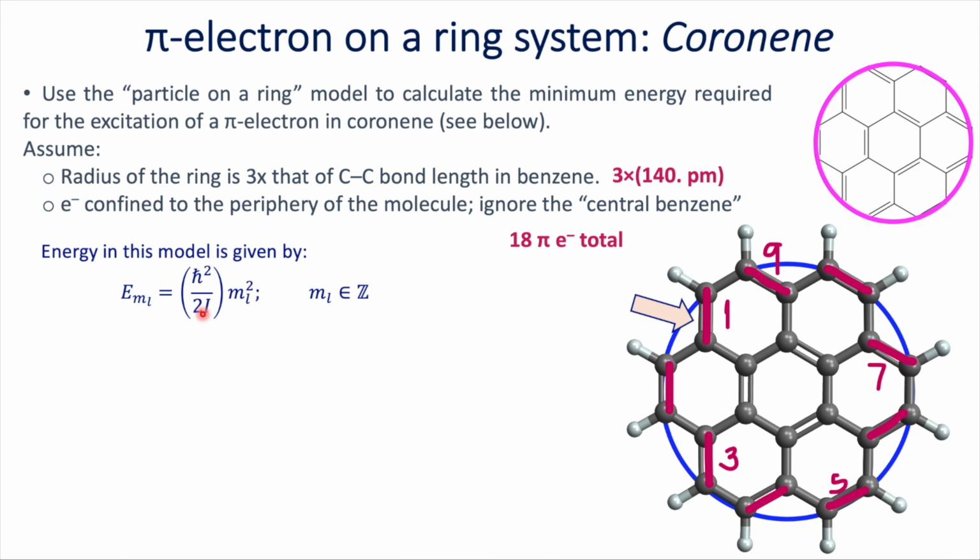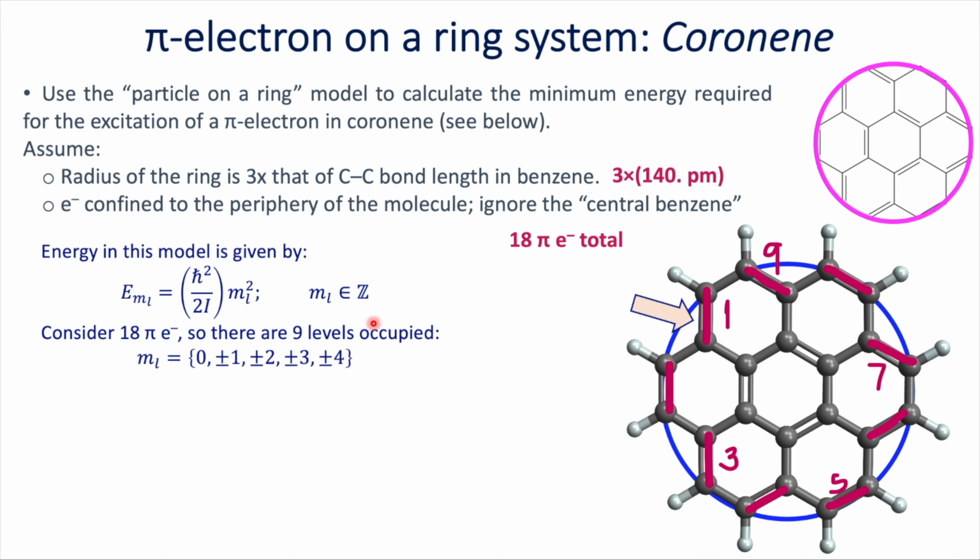The proportionality constant is the reduced Planck's constant squared divided by 2 times the moment of inertia. In this case, it's the electron that we are considering, so the moment of inertia will be calculated with the mass of the electron times the radius squared, the radius of that ring where the electron is moving. The principal quantum number belongs to the integers, including 0. So if we are considering 18 electrons, each energy level holding up to 2 electrons, there are going to be 9 energy levels occupied.